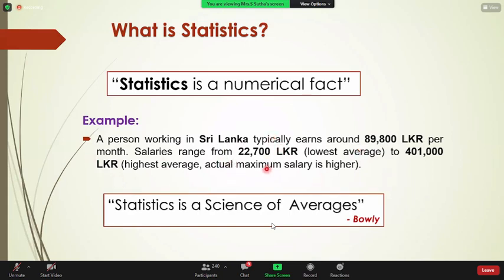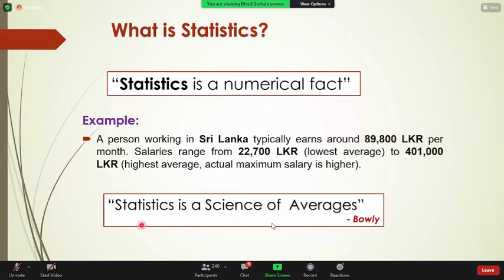Similarly, the maximum salary also will be different because all these are the averages of a Sri Lankan, right? Minimum average salary, maximum average salary, right? So this example clearly says statistics are the numerical facts, right? For each and every number, there must be a meaning. Then only it is taken as statistics, right?